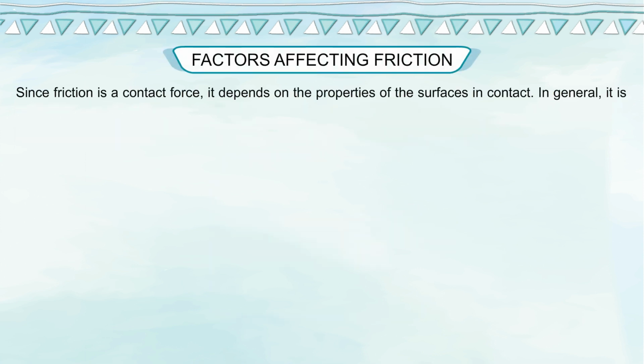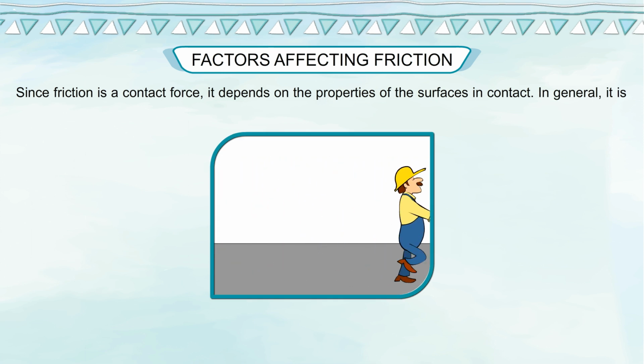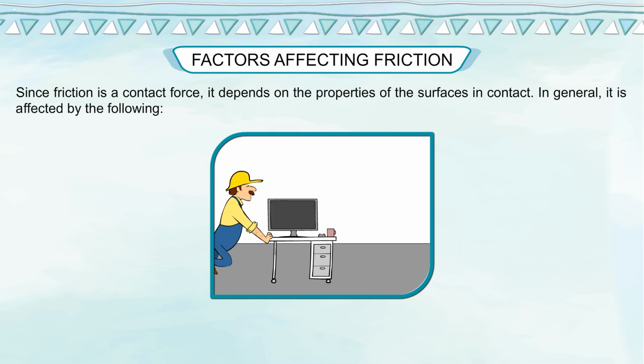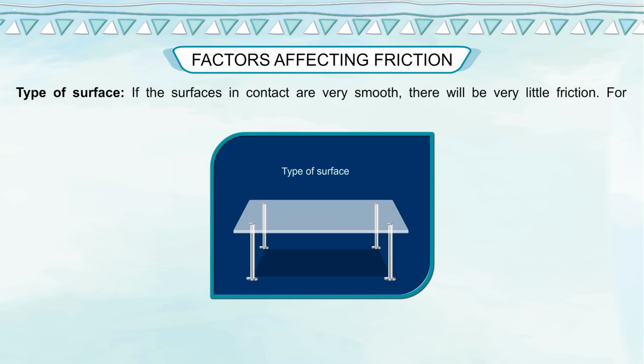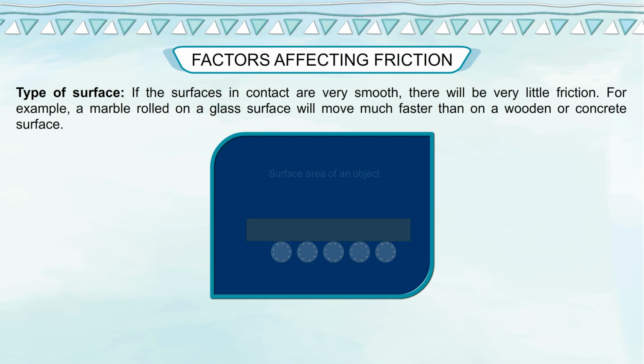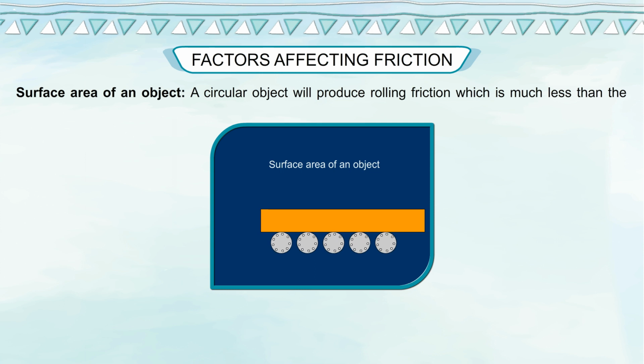Factors affecting friction. Since friction is a contact force, it depends on the properties of the surfaces in contact. In general, it is affected by the following. Type of surface. If the surfaces in contact are very smooth, there will be very little friction. For example, a marble rolling on a glass surface will move much faster than on a wooden or concrete surface. Surface area of an object. A circular object will produce rolling friction which is much less than the friction produced by a rectangular or flat-surfaced object.